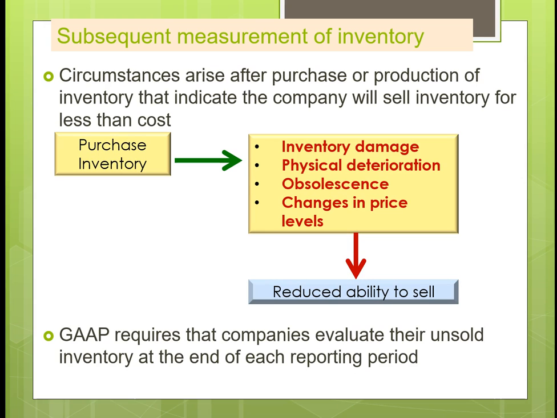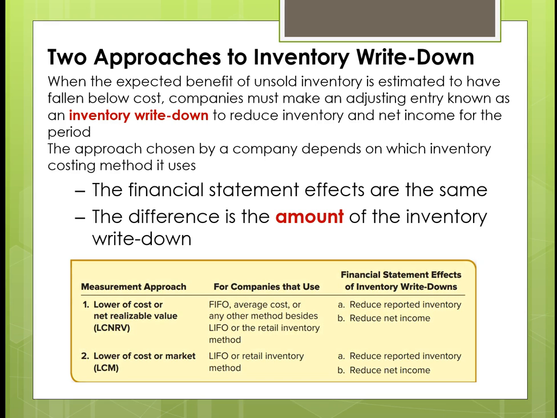What happens is, well, things happen. Inventory is damaged, it physically deteriorates, it becomes obsolete, or there is a change in the price, which reduced the ability to sell. GAAP requires that companies evaluate their unsold inventory at the end of each reporting period. Now we have two approaches.